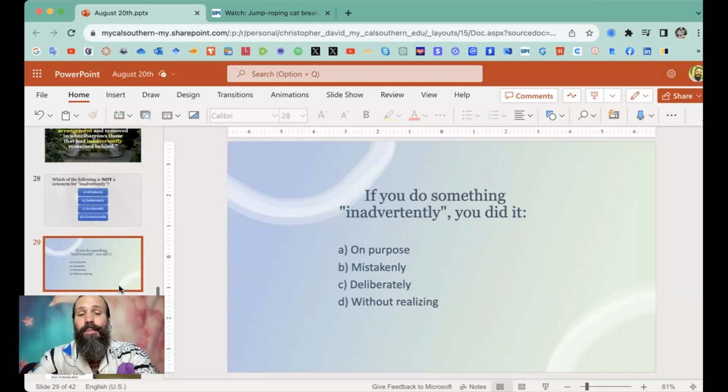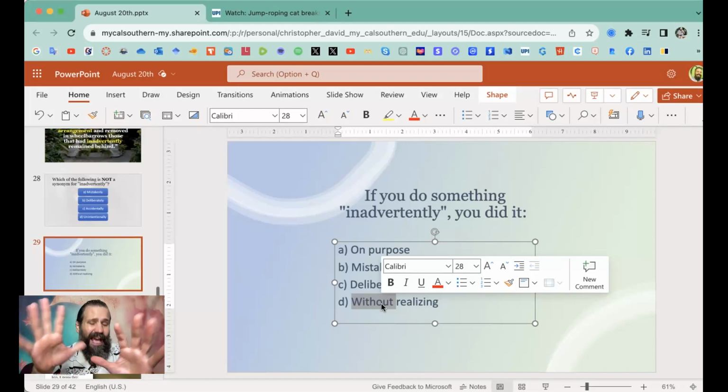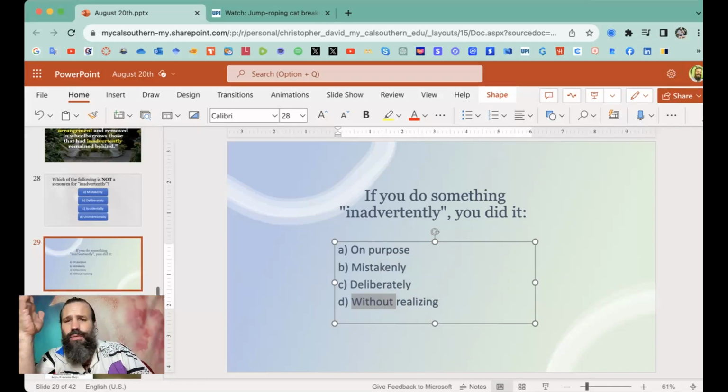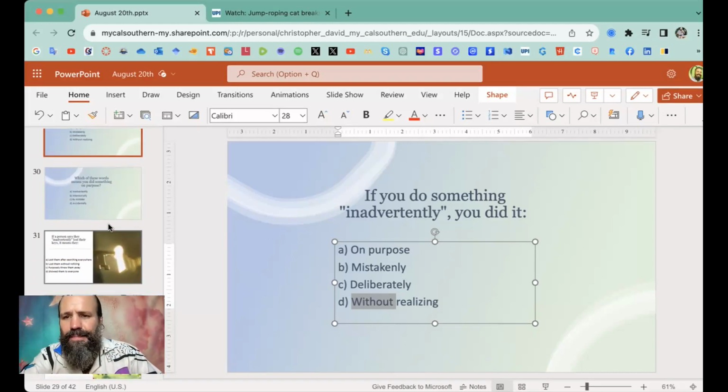And this is a perfect example. If you do something inadvertently, you did it, and I, on purpose, did it like this. There's two questions, and he recognized there's two answers that could be correct, assuming you don't know what the word inadvertently means. We're trying to learn it by context. He was able to say, well, it's not on purpose, it's not deliberately, mistakenly or without realizing. So I just let it go there, and I said, oh, we'll come back. At this point, either of those answers could be correct, not based on actuality, just based on the context.